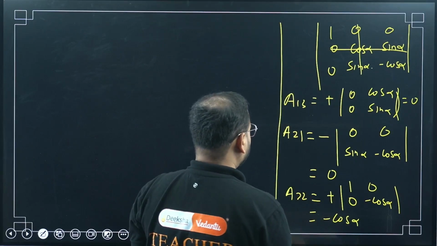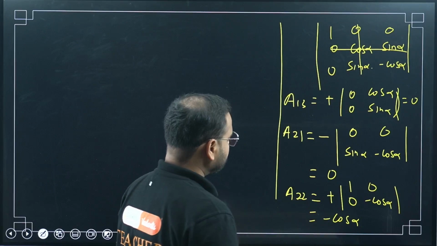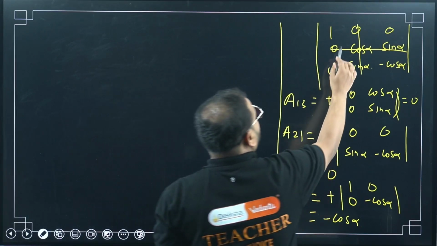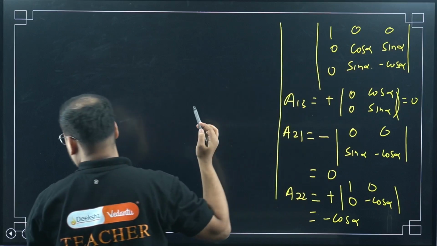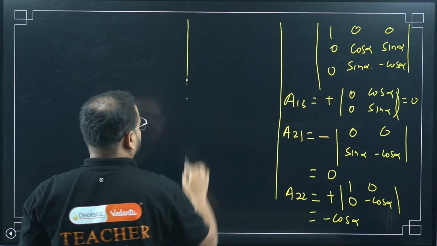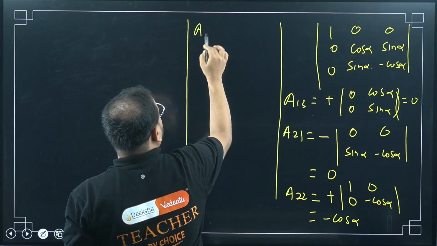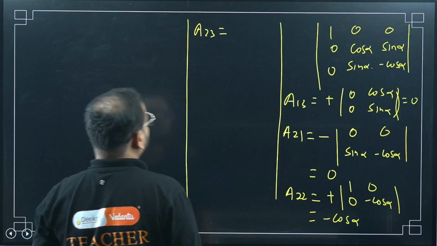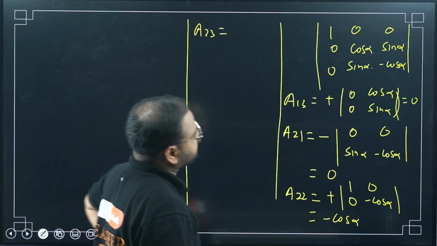Okay. So A22 is also like this. Now I'm going to do what? A23. I'm going to do for A23. Find the cofactor A23. Please check here. How much is this? Please have a look. A23.